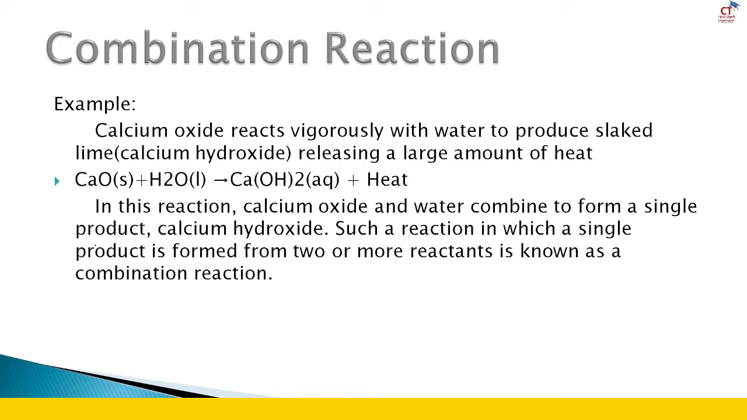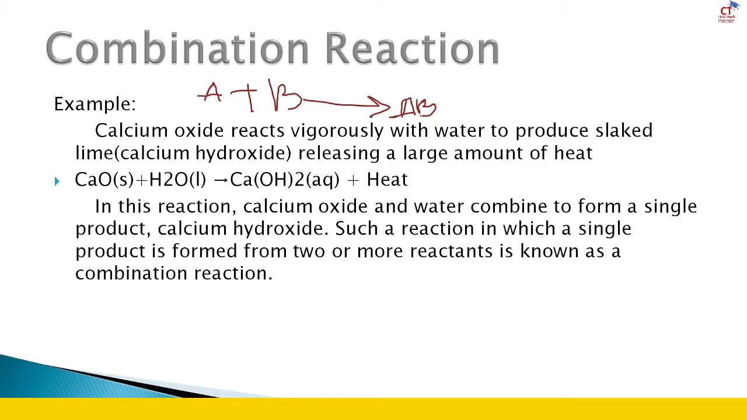First is the combination reaction. What is a combination reaction? A combination reaction is one in which two or more compounds react and combine to form a simple product. For example, if A reacts with B to form AB, this is an example of a combination reaction. That is, one or more reactants combine to form a single product. A plus B reacts to form AB.